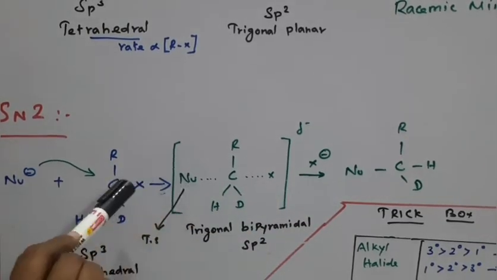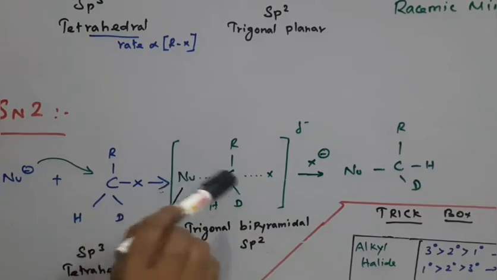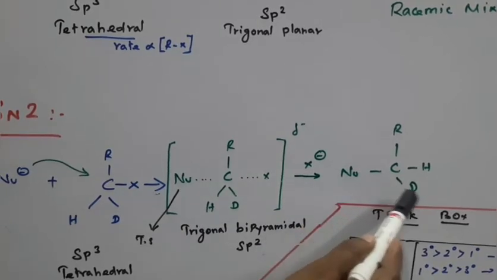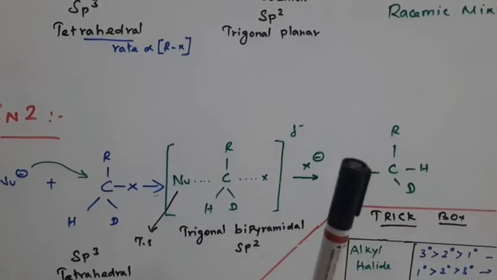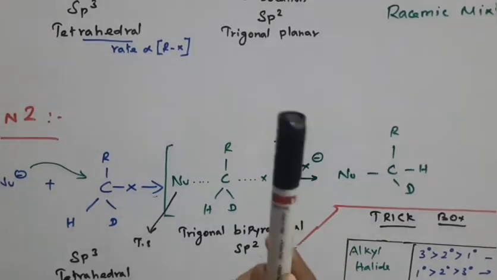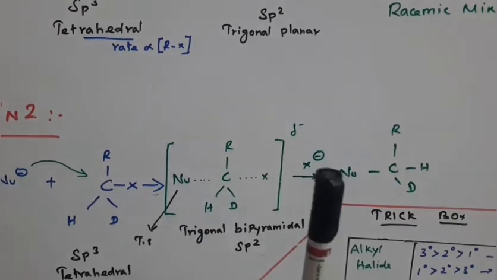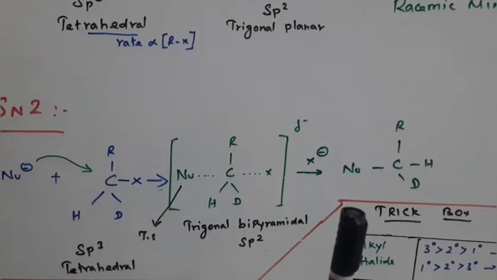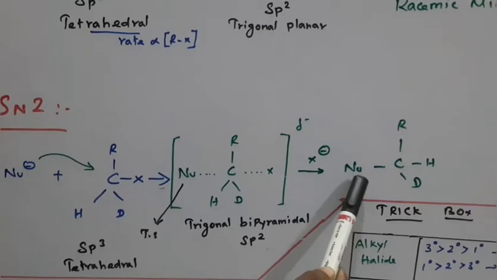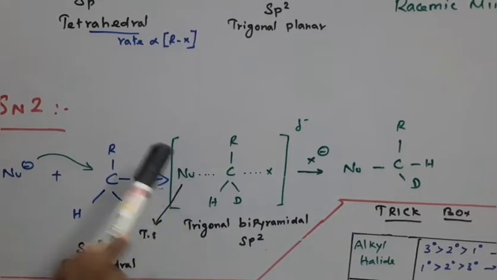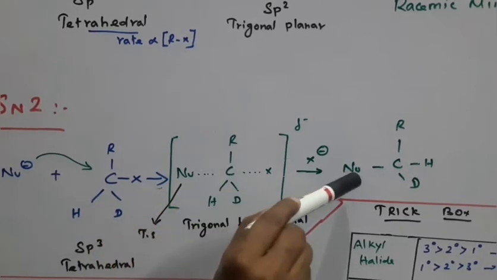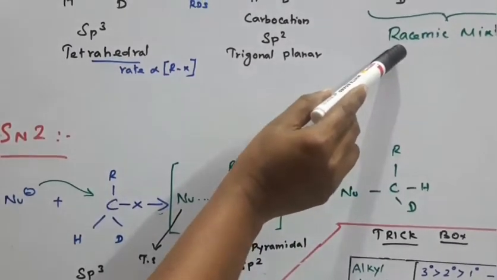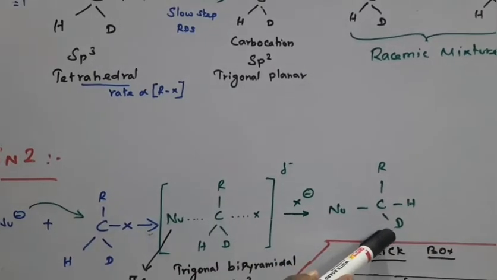So when the strong nucleophile attacks this carbon, inversion takes place, and we get a product like this. Inversion is like an umbrella turning to the opposite side when a strong wind blows, it gets inverted. This happens because of the strong nucleophile attacking this carbon. So this is called Walden inversion. For SN1, racemic mixtures or racemization takes place, whereas here Walden inversion takes place.